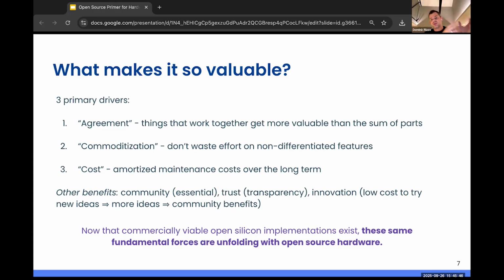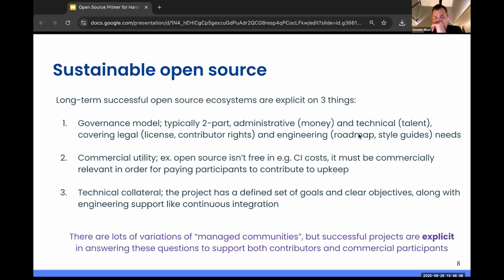Now, all of this is certainly true for software, but today more and more we're seeing open silicon implementations come into existence, and there's no reason to believe that these same fundamental forces are going to create any less value there. We're just earlier in the stage of ecosystem growth. So that's great. Open source is quite valuable.